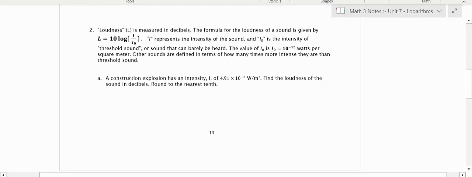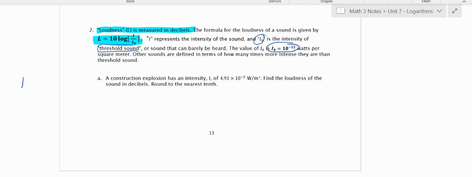Example 2, same thing with a log, but this time, another application is logs are sometimes used to measure loudness or decibels. So the formula for the loudness is given. I over I naught, or IO. I represents the intensity of a sound, and the initial intensity is kind of our threshold sound. They tell you what the initial is. It's going to be 10 to the negative 12. It's just a really small number.